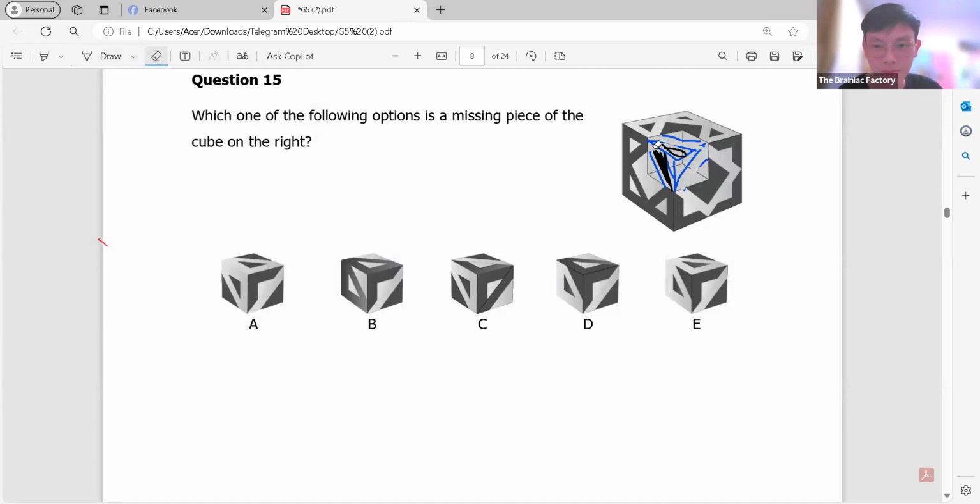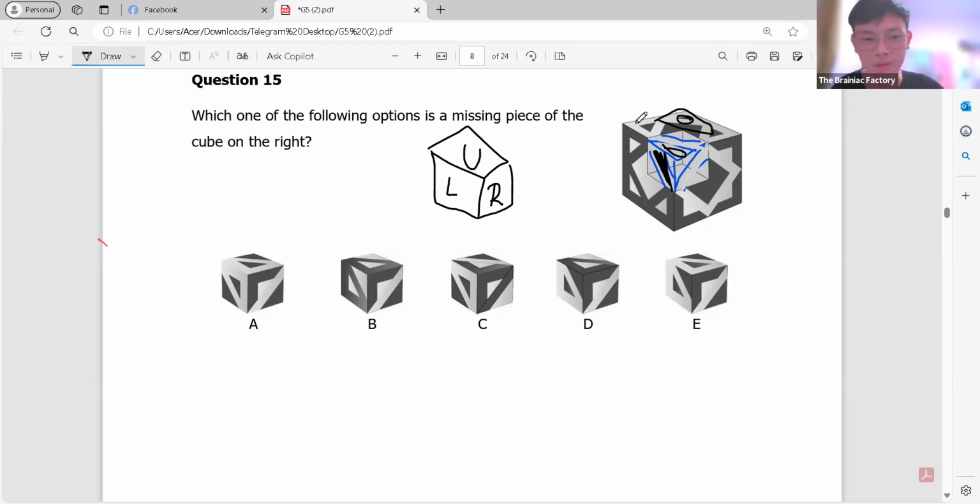Okay, so we need to see that here. Let's try it again. Let's consider this is left, this is right, and this is up. So our up, we're having the gray and the little black triangle, like this. So as we see here, we're having this as well.